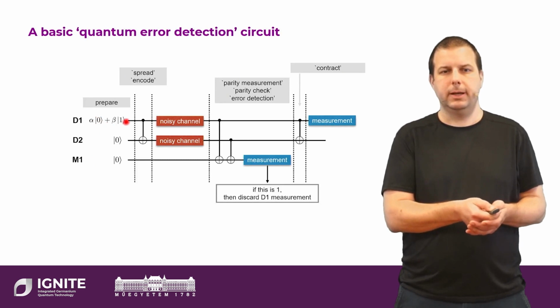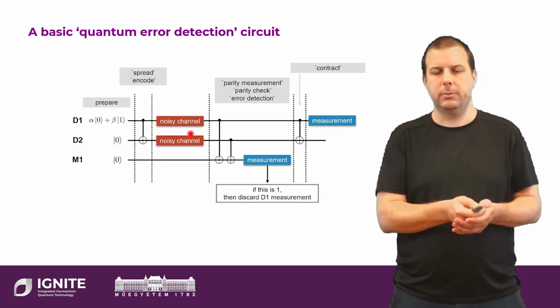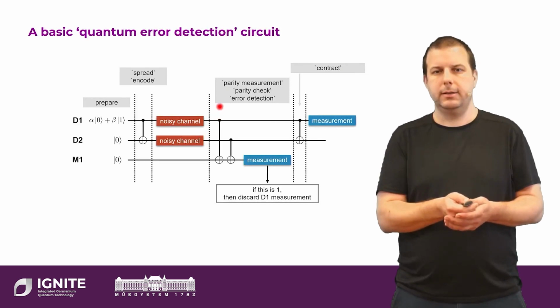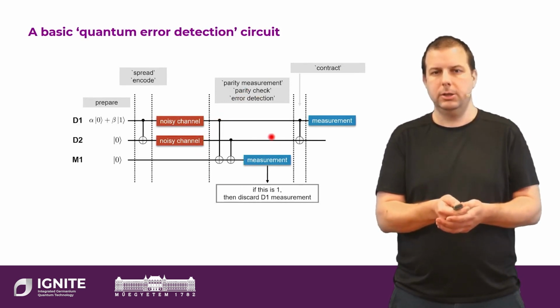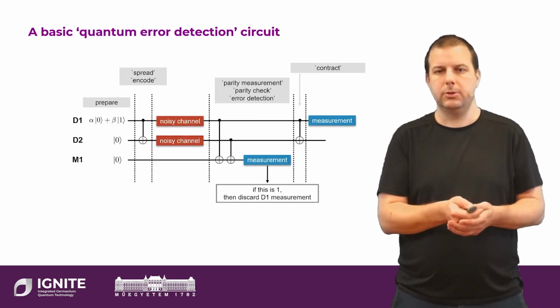The procedure starts by having this data qubit number 1 prepared in some superposition. Then the next step is to spread this information, or encode the qubit, into the joint state of these two qubits. Then these qubits are sent through these noisy channels where a bit flip can happen. After that, there is a parity measurement, or parity check, or error detection region here, which is just copied from the previous slide with these two CNOTs and the measurement.